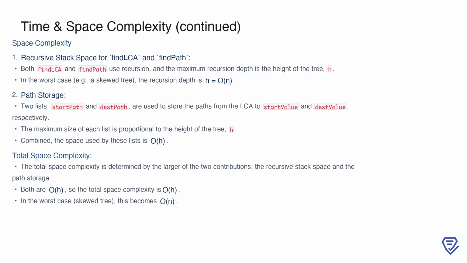Additionally, we store the paths from the LCA to start value and dest value in 2 separate lists. The maximum size of each list is proportional to the height of the tree, h, which gives a combined storage requirement of O(h). Therefore, the total space complexity is dominated by the larger of these 2 contributions, the recursive stack space and the path storage. Both are O(h), which in the worst case simplifies to O(n).